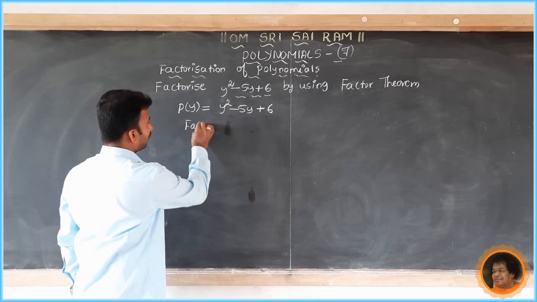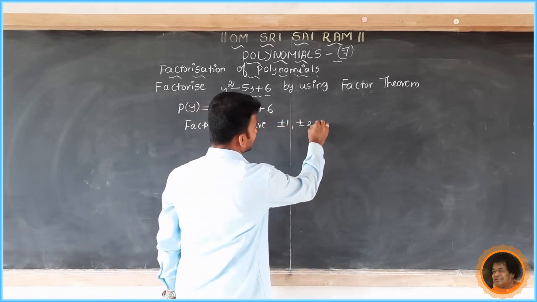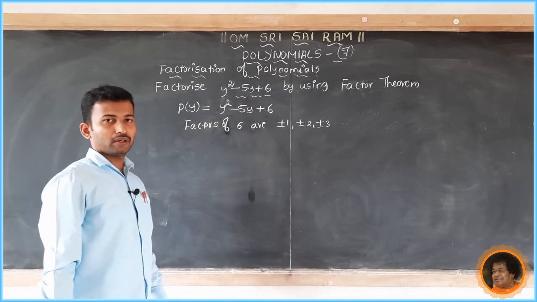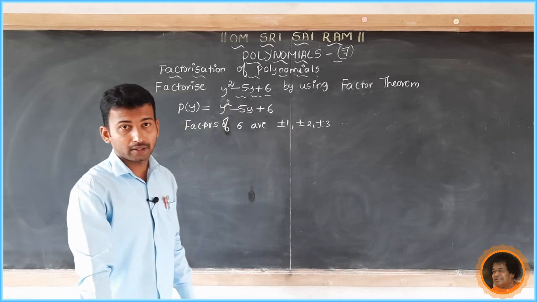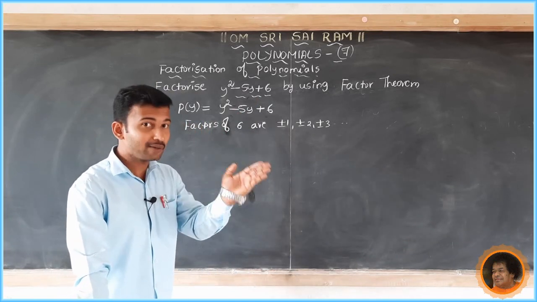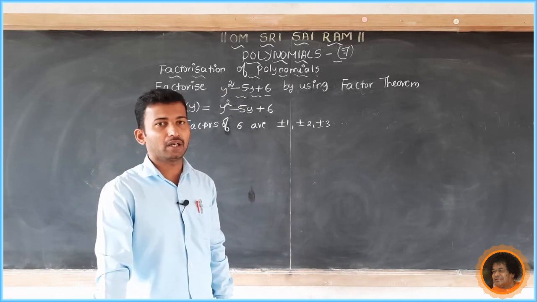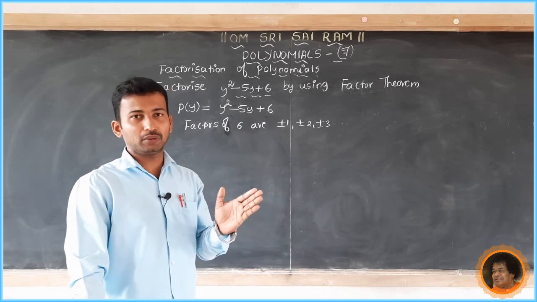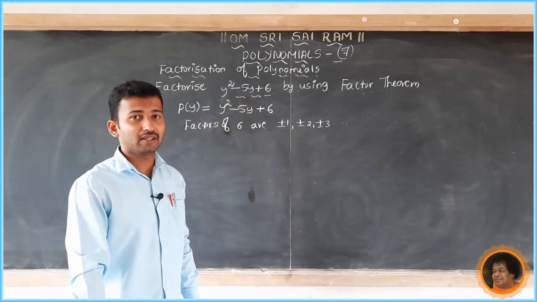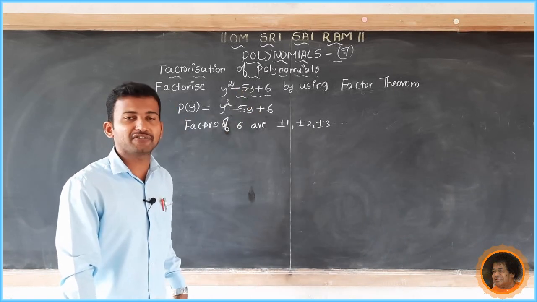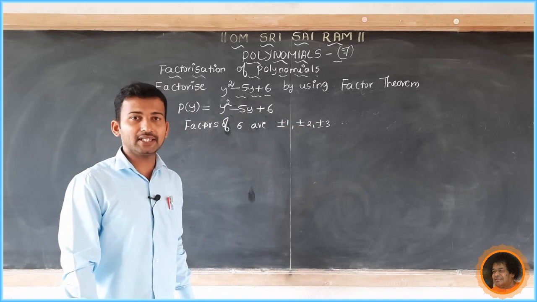So factors of 6 are plus or minus 1, plus or minus 2, plus or minus 3. In this problem, to find the factors using factor theorem, we should find the 0 of this polynomial. You already studied what is 0 of a polynomial. 0 of a polynomial is that value for which the polynomial becomes 0. By trial and error method, we can find the zeros of this polynomial y square minus 5y plus 6. By using the possible factors of 6, by substituting one by one, we can find the 0.